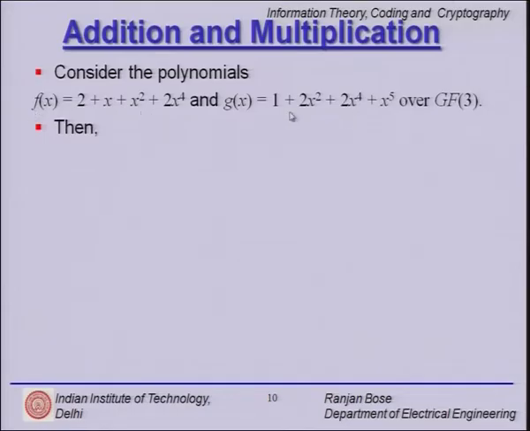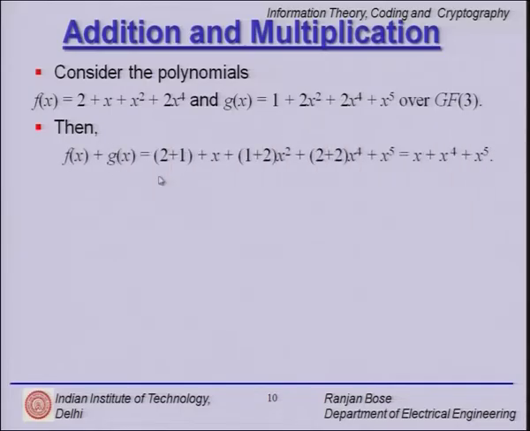I have got f(x) and g(x) over GF(3). Please note the coefficients are from 0, 1 and 2. The degrees of g(x) and f(x) are different, but I can always add these two polynomials, and we can do it explicitly. This is the coefficient of x raised to the power 0, I add them up, and then I add the coefficients of x. There is a missing x here, there is an x here, so only x, and so on and so forth, and you get an answer like this.